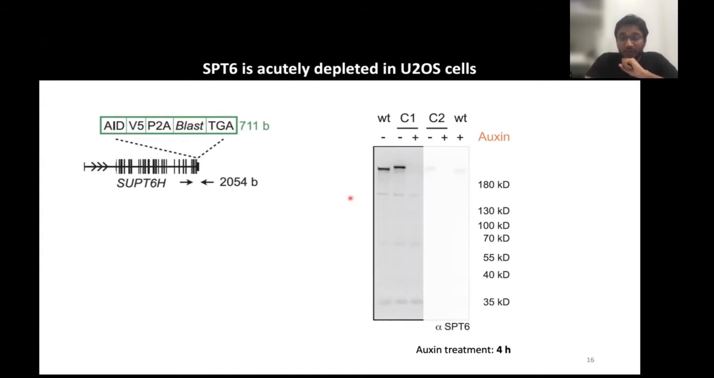Strikingly, within 4 hours of auxin treatment, we could clearly see the levels of SPT6 completely abolished. And that was also replicated in another independent clone, which we also used for our study.